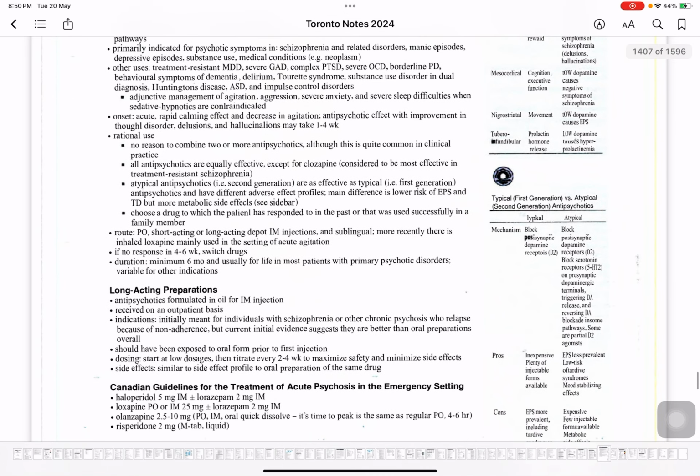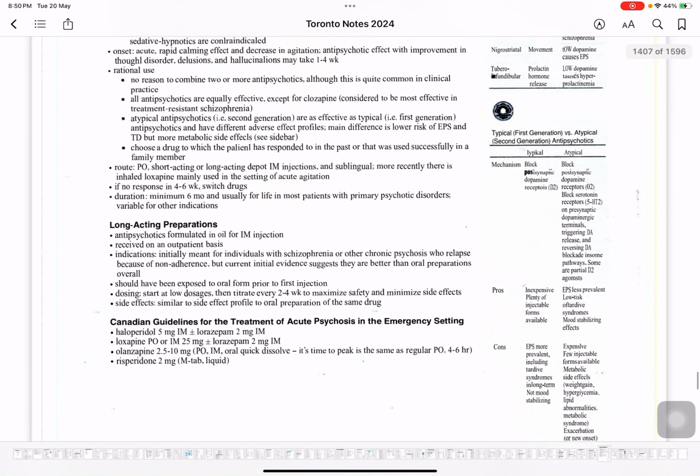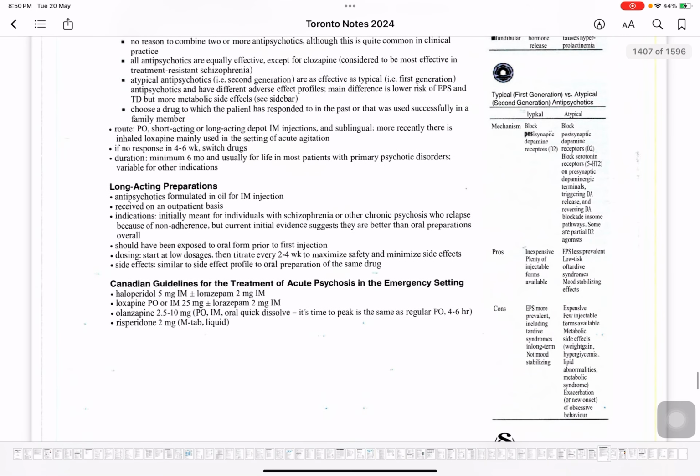Okay, this is important. Now, typical first generation versus atypical second generation antipsychotics. Typical ones are first generation and atypical ones are second generation. What is the mechanism? It blocks postsynaptic dopamine D2 receptors. So typical ones block the D2 receptor, while atypical ones block the dopamine receptor and also block serotonin 5-HT2 receptors in the presynaptic terminals, trigger dopamine release, and reverse dopamine blockade in the nigrostriatal pathway. Some are partial D2 receptor agonists.